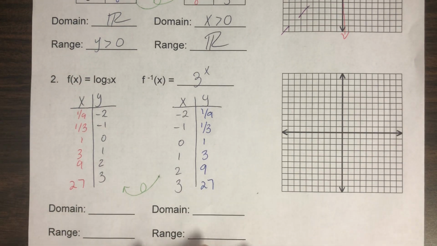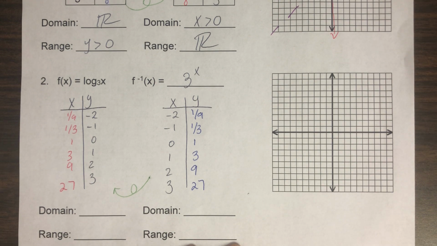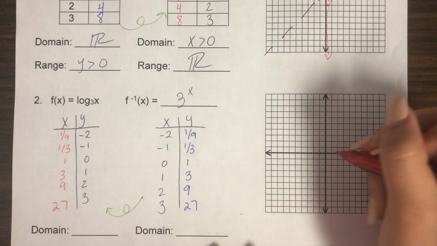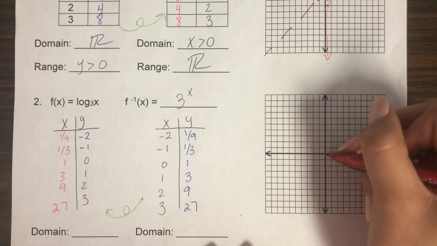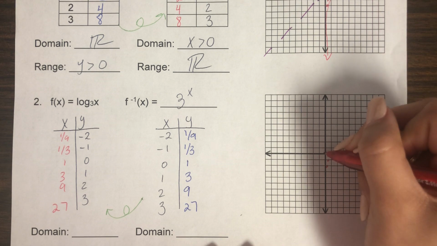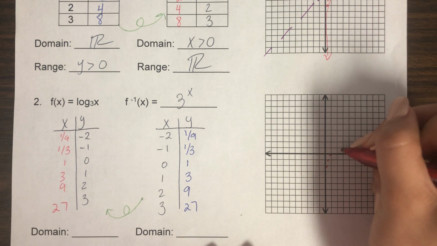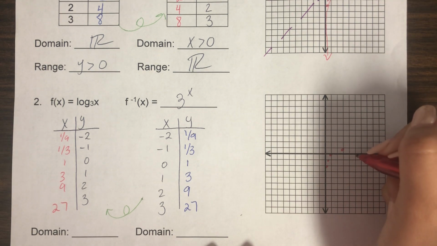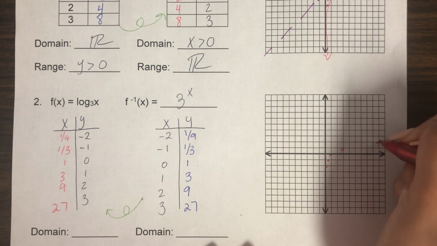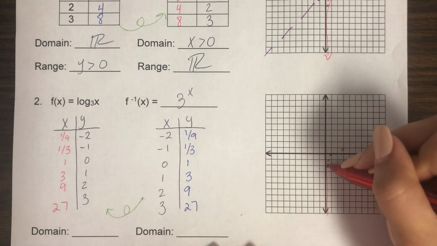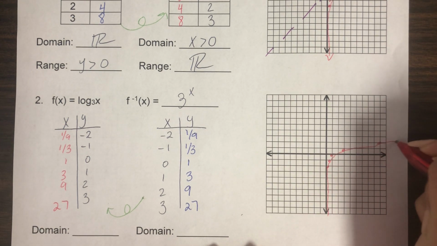And from there, simple graphing, right? My log is in red, so I'm going to go ahead and plot those points down. At 1/9, it is -2. At 1/3, it is -1. At 1, it is 0. At 3, it is 1. At 9, it is 2. And we kind of stop there because we can't graph 27. So again, asymptote at x equals 0.